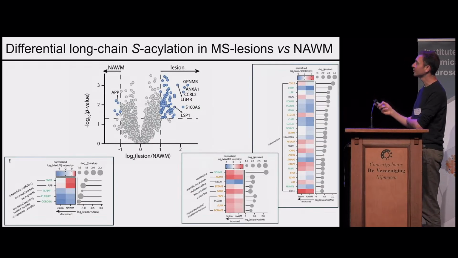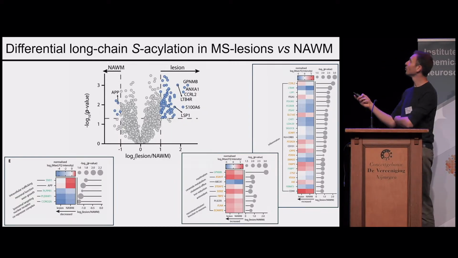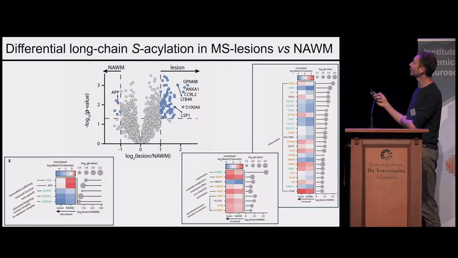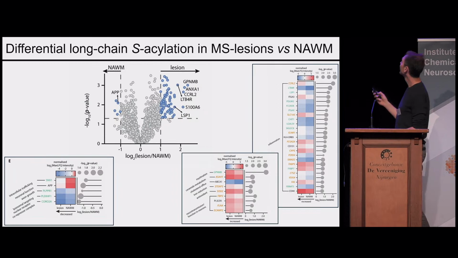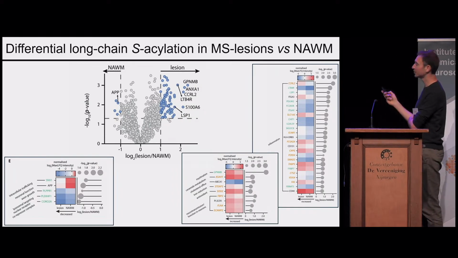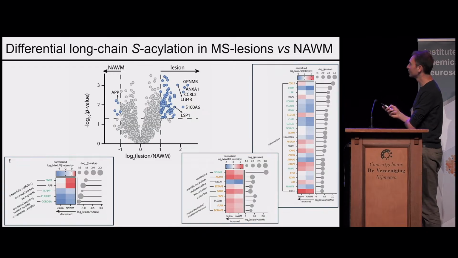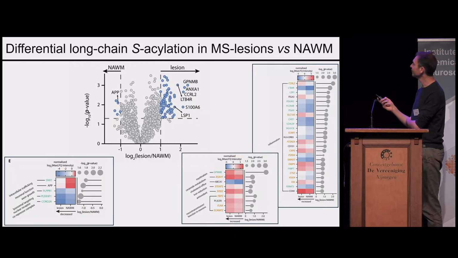In the next stage, we wanted to compare the abundance of these lipidated proteins in lesions versus normal appearing white matter. And there, just like in the THP1 macrophages, we saw an increase of inflammatory signature proteins that were being lipidated. We see a whole series of proteins involved in inflammation which are upregulated in these MS lesions versus normal appearing white matter. And we're now looking, together with Jeroen, at the role of all these different lipidated proteins.